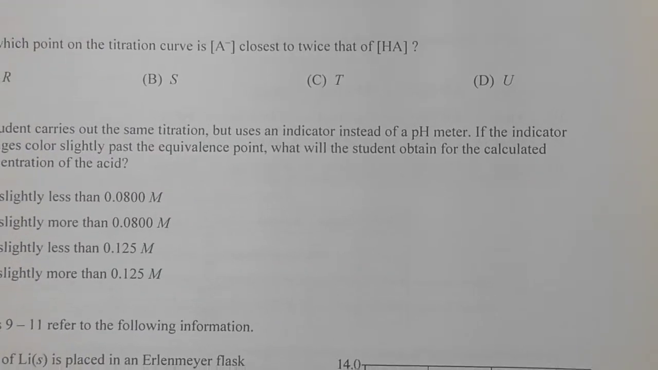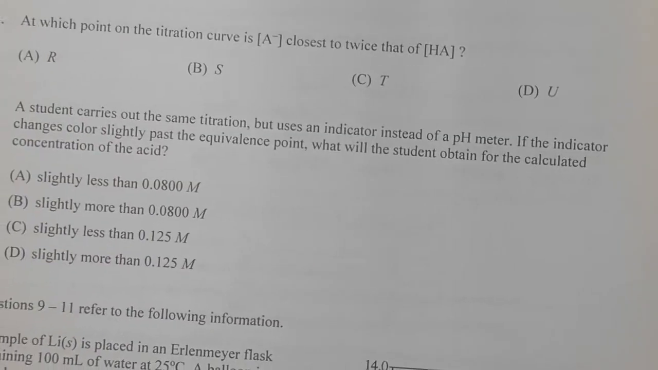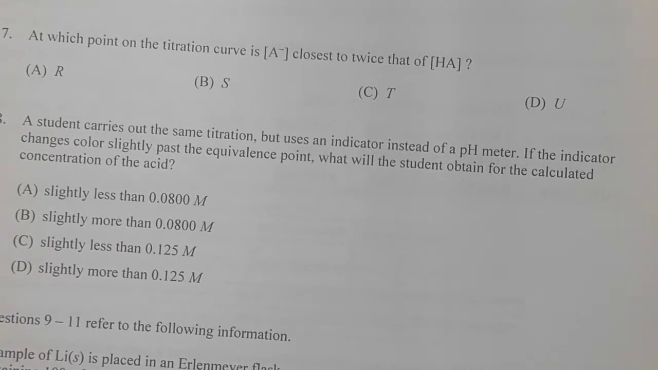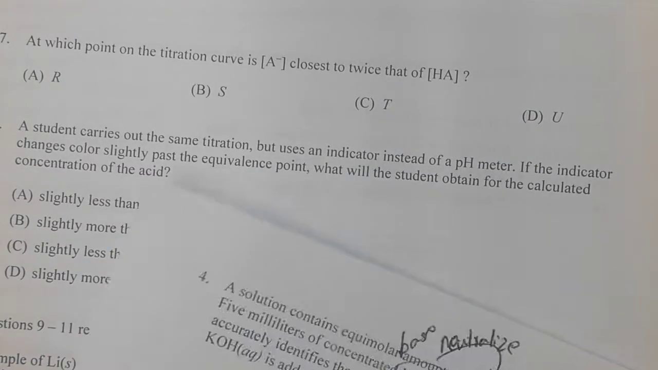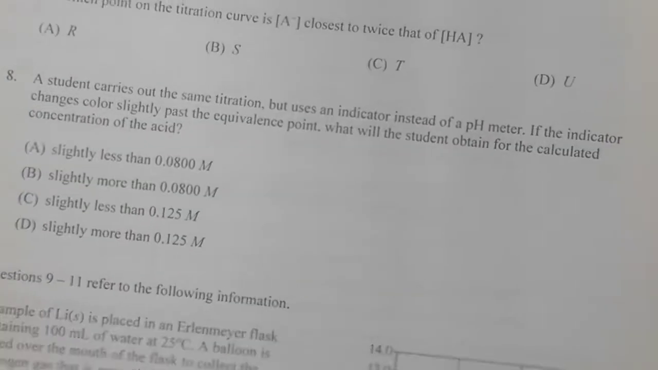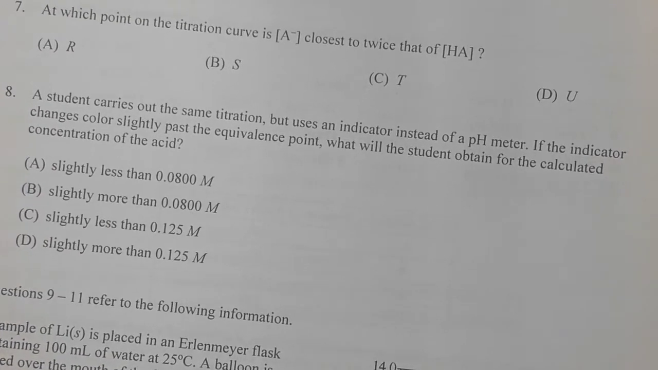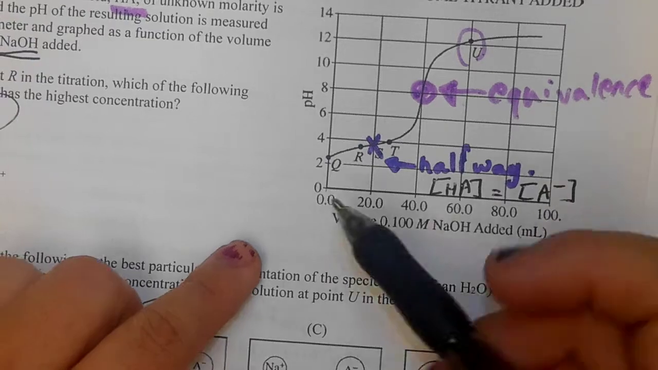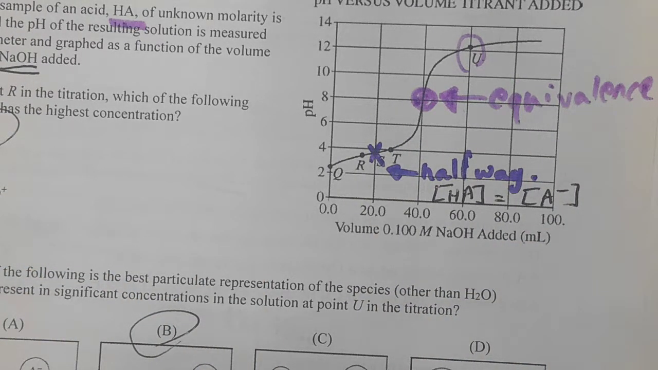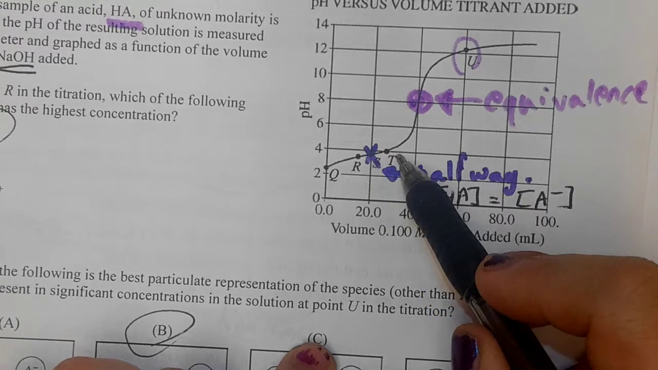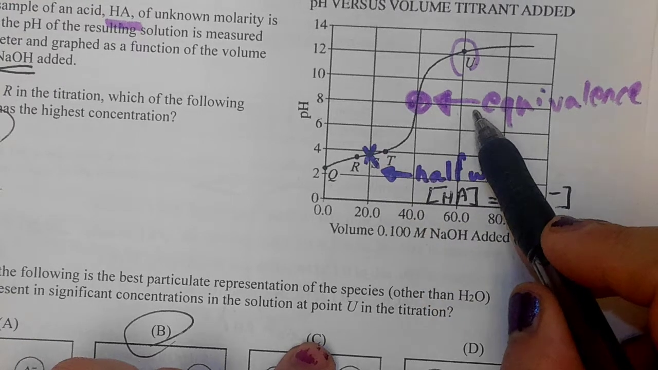Let's look at 7. It's probably C. The A minus is closest to that of HA. So A minus is going to be more than HA, a little past halfway. Remember, where did I talk about where A minus would be more than HA? After the halfway point and before the equivalence point.